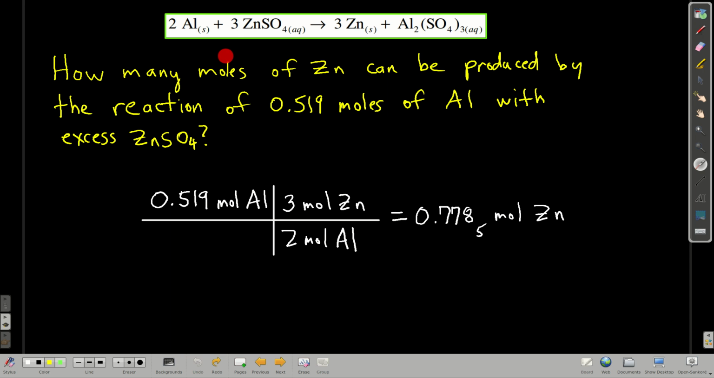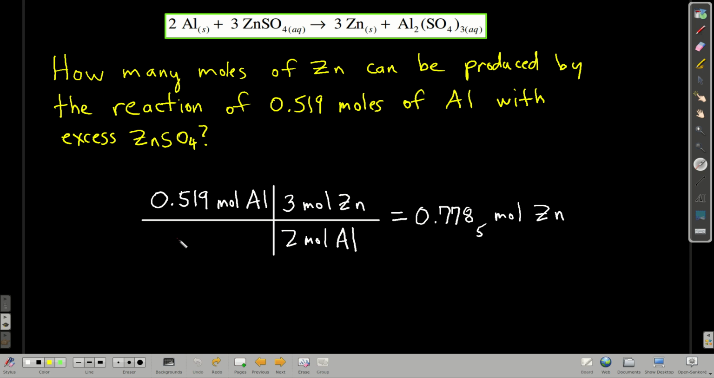So let's say we have this balanced chemical equation here, and we want to know how many moles of zinc can be produced when we react 0.519 moles of aluminum with excess zinc sulfate. Now, excess zinc sulfate just means that we're going to run out of aluminum first, so that's what's going to determine how much of everything there is. So we don't have to worry about the zinc sulfate.